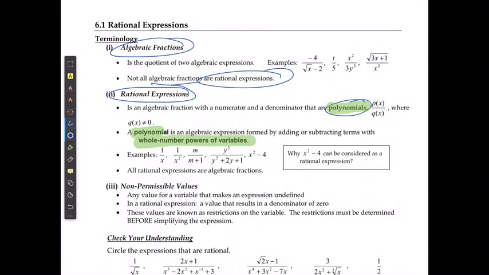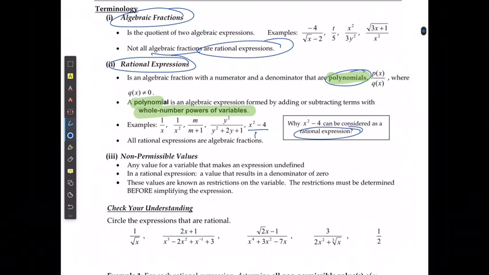In this case, x squared minus 4 can be considered a rational expression because that would be the same as x squared minus 4 over 1. So we could express it as a ratio. All rational expressions are going to be algebraic fractions.